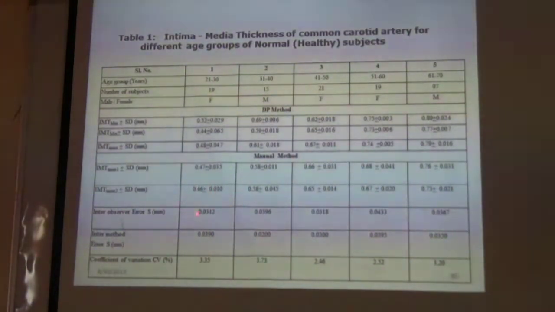Okay, so that is the inter observer error, the difference between this observer and this observer, and the inter method difference between this DP and manual method is this one. Okay, you see that difference. So this is the coefficient of variation as compared between the manual method and the DP method.